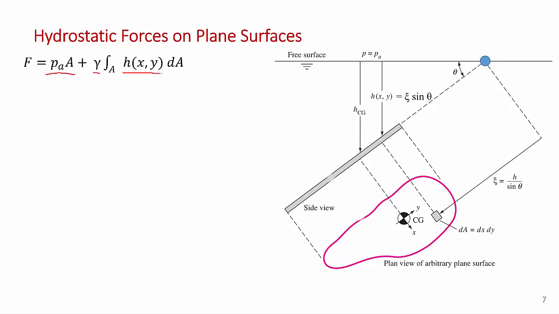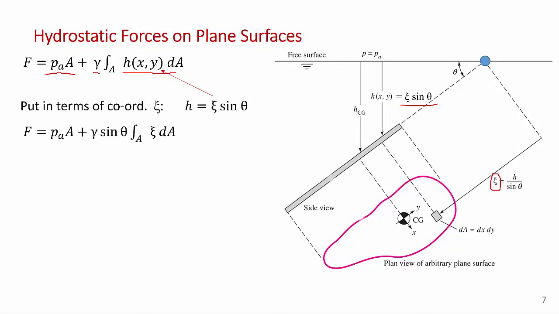Now we're going to express this term h dA in terms of this xi coordinate. You'll notice that this height, h, is equal to xi sine theta. That's simple geometry. So we're going to express the F equation in terms of xi. We substitute h in there, and we get the PA term, gamma, I can pull the sine theta out, and we just have the integral over the area of xi dA.